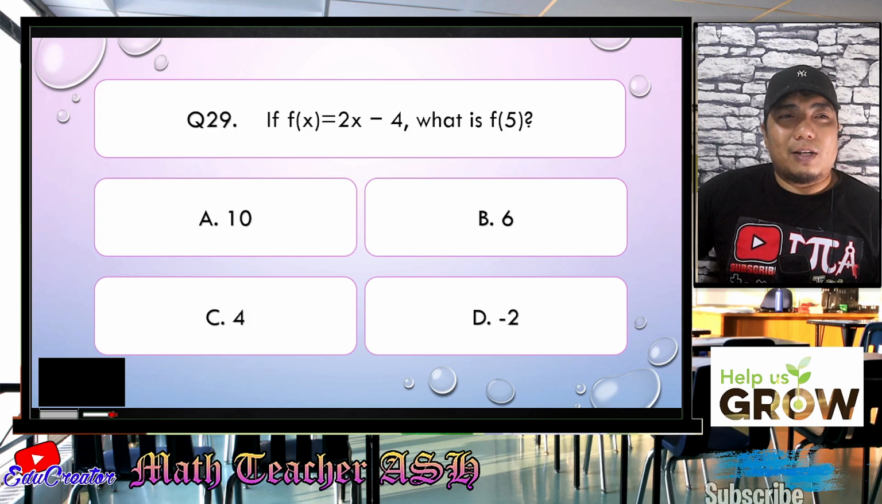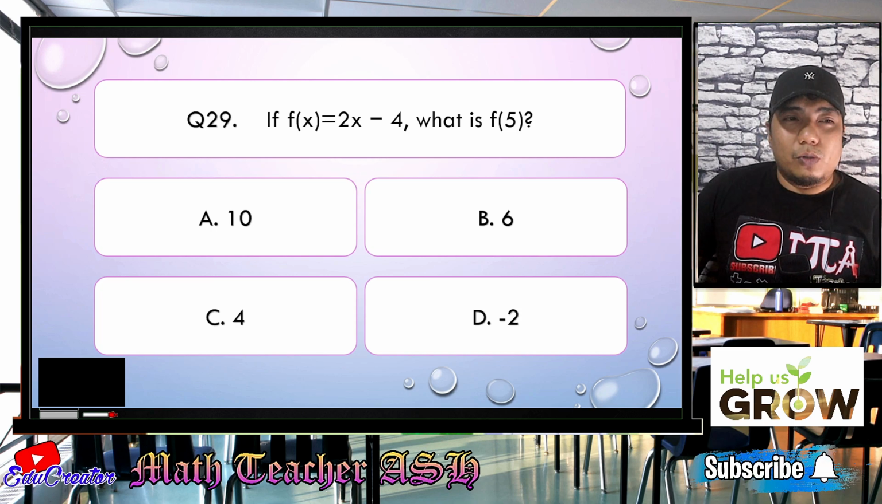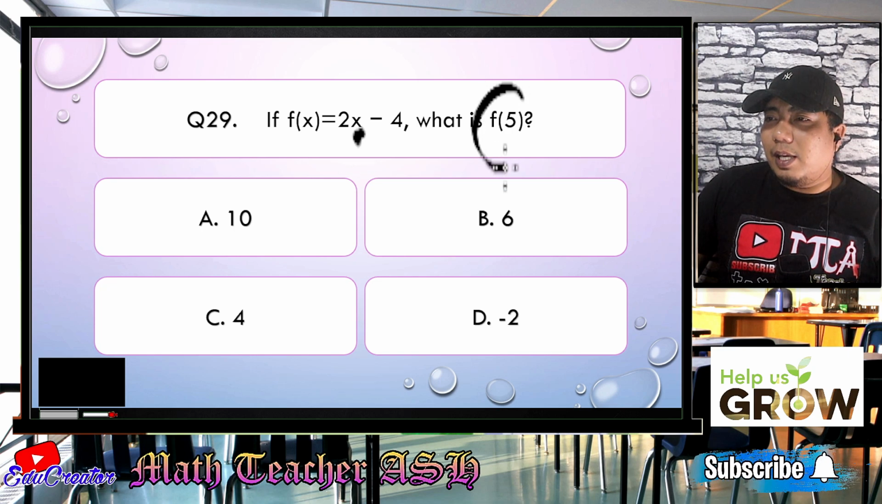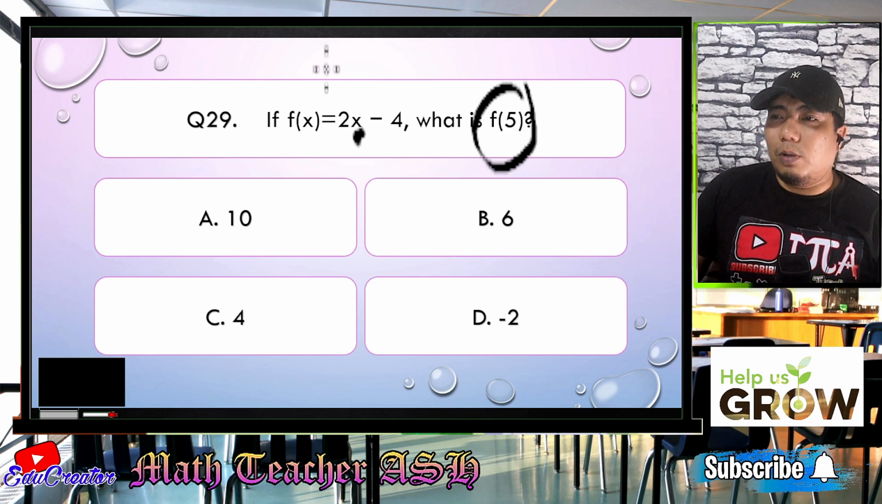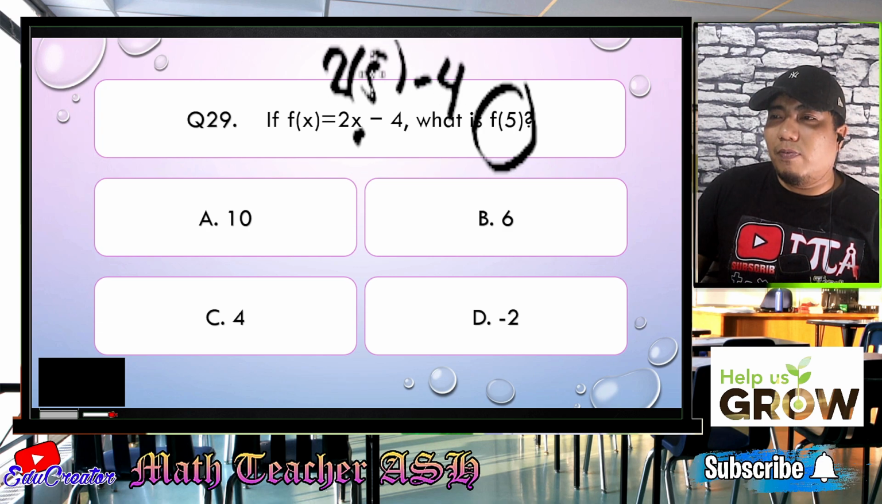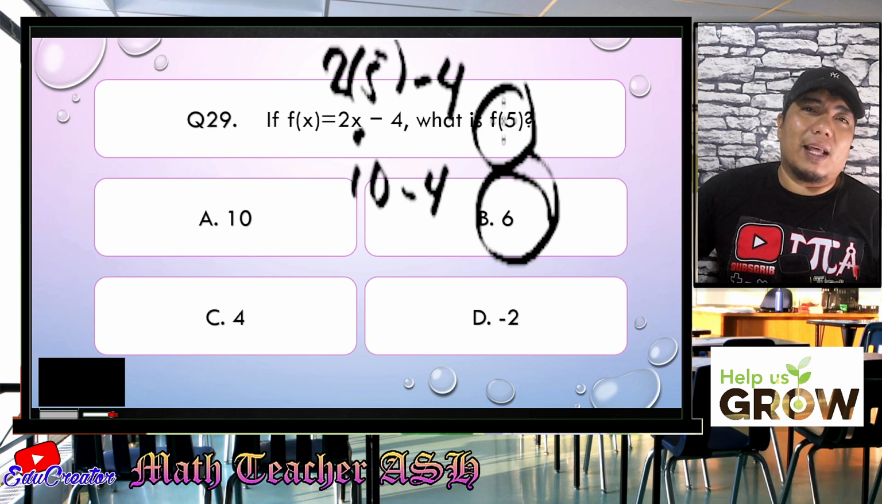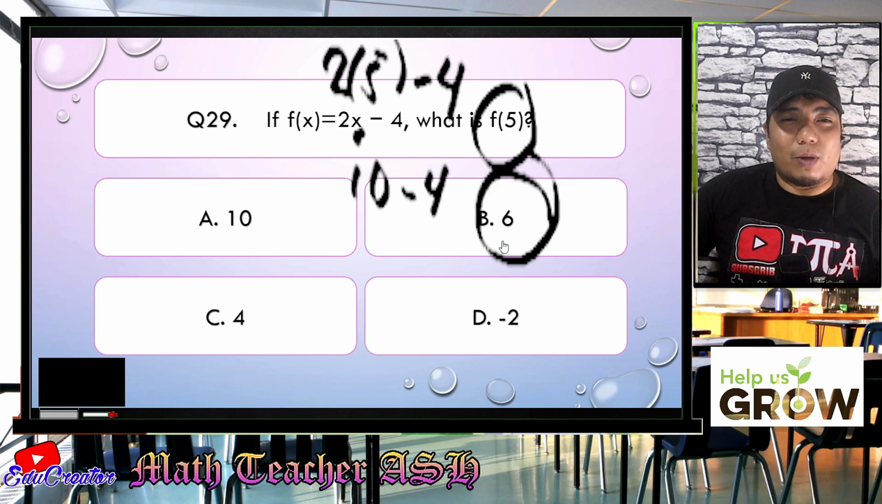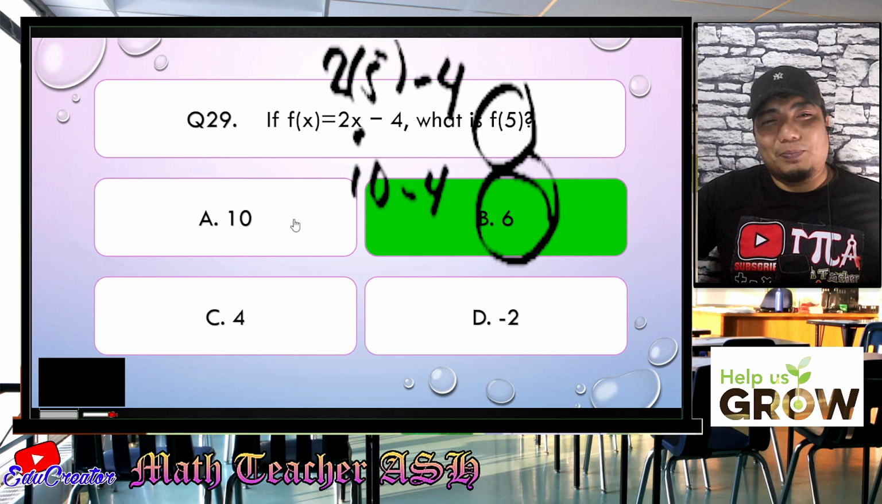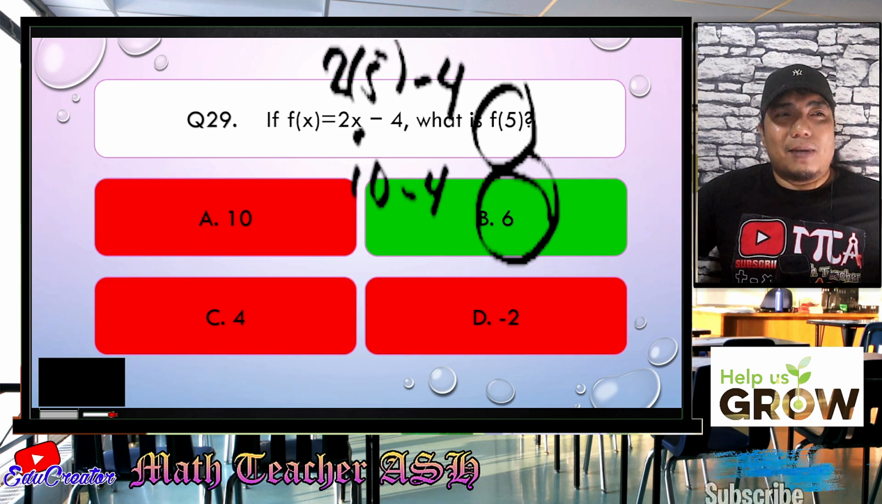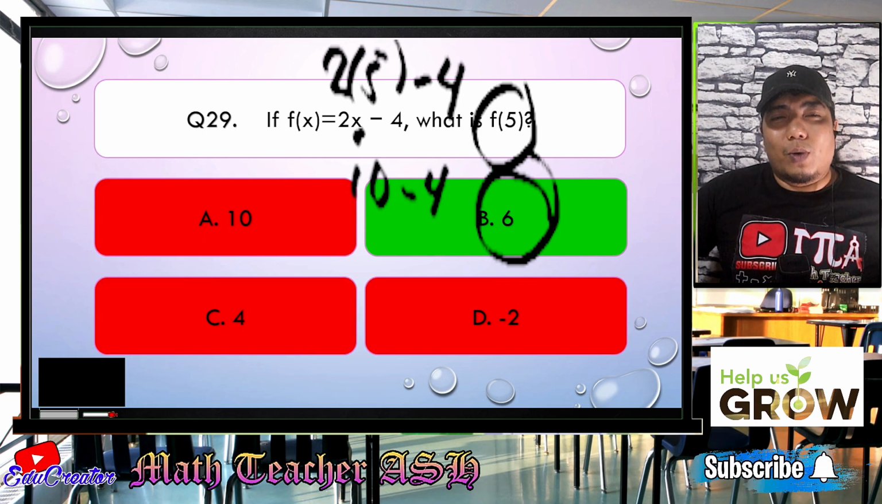Right, my dear math learners, this question is very, very easy. Why? Because what we need to do here is substitute the value of x by this 5. So that will become 2 times 5, then minus 4. So 2 times 5 is 10, minus 4. Of course, you already know the correct answer, and that is positive 6. Now let us check whether we are correct. Alright. Easy, right? Very easy, my dear math learners. Now, let us go to question number 30.